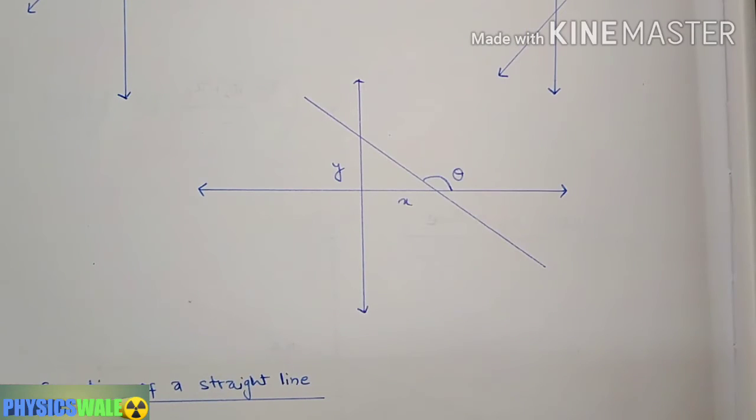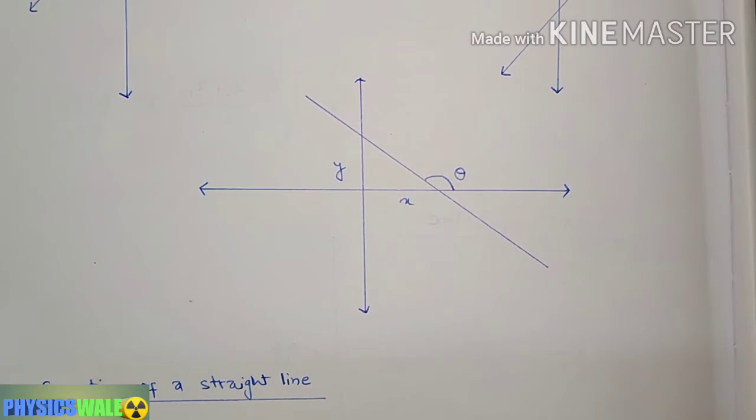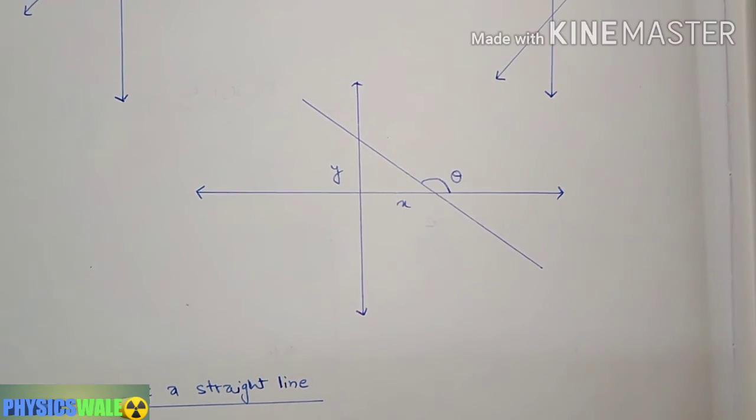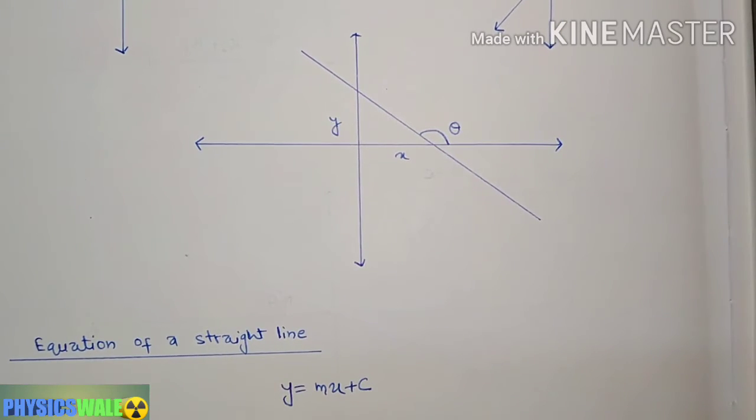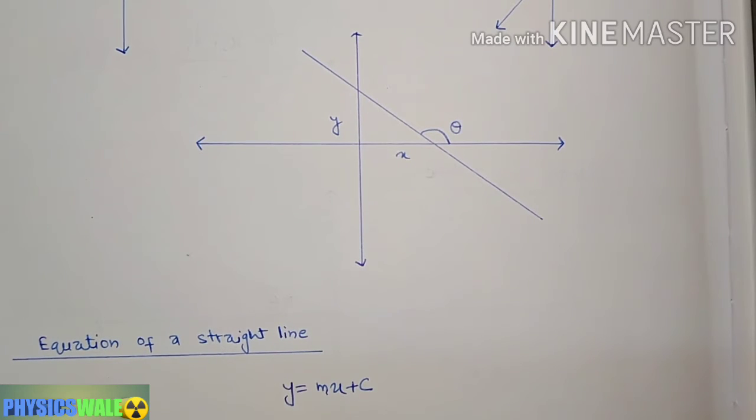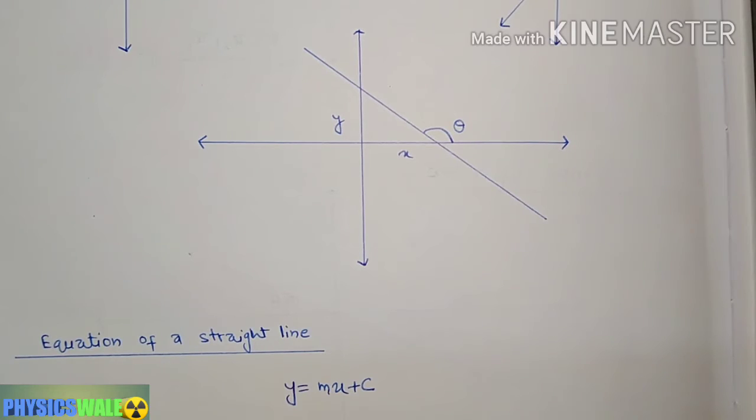Now let us introduce ourselves to the equation of a straight line. See, the equation of any geometrical figure is actually a relationship between the x and the y coordinates that must be satisfied by all the points lying on that geometrical figure. So without going into the proof of this, we can state that the equation of a straight line is y is equal to mx plus c, where m represents the slope of the line and c represents the y-intercept, and x and y are the coordinates of any point lying on that line.